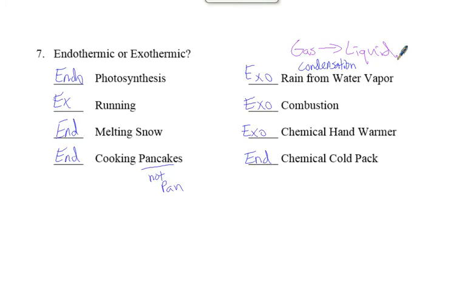Combustion is definitely exothermic. When you burn things, combustion is synonymous with burning or explosions. Definitely exo. Those chemical hand warmers give off lots of heat. They're definitely exothermic. And the chemical cold packs are endothermic. They take heat in when you hold them. That's why they feel cold, because they're taking heat in. They're endothermic.